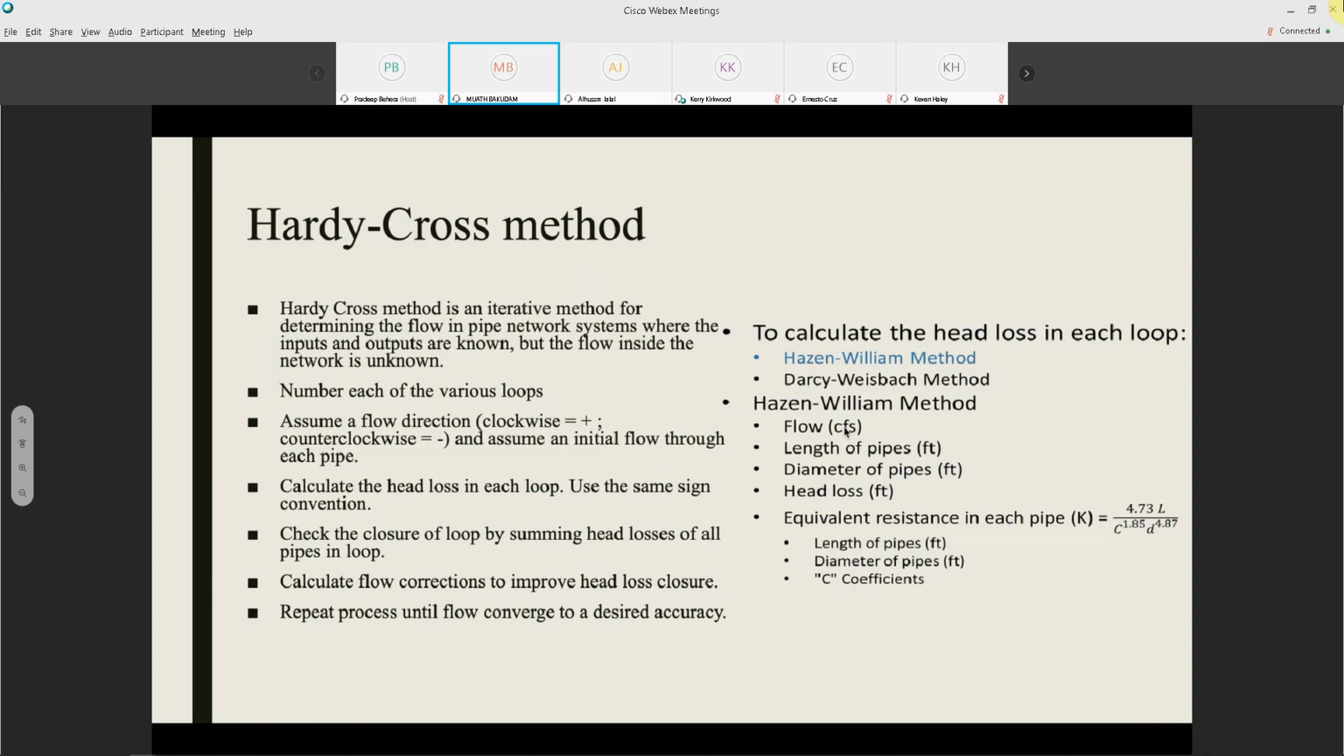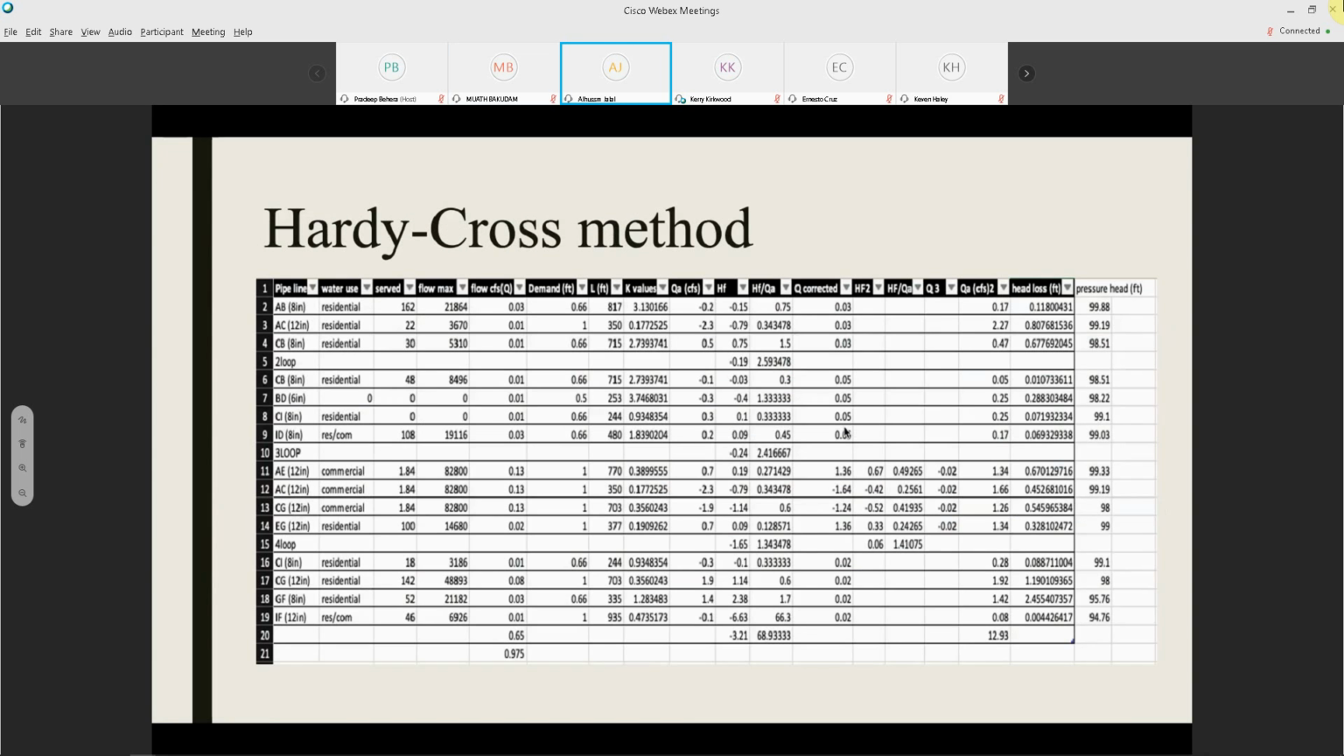So for the Hardy-Cross method, we use the Hardy-Cross method to determine the flow in the pipe network, and we got the head loss in each loop using the Hazen-Williams method. Next. And as you can see, for the Hardy-Cross method, here's our table. We got the max flow, the K values, head loss, and the pressure head. That's what we gain from Hardy-Cross. Next.